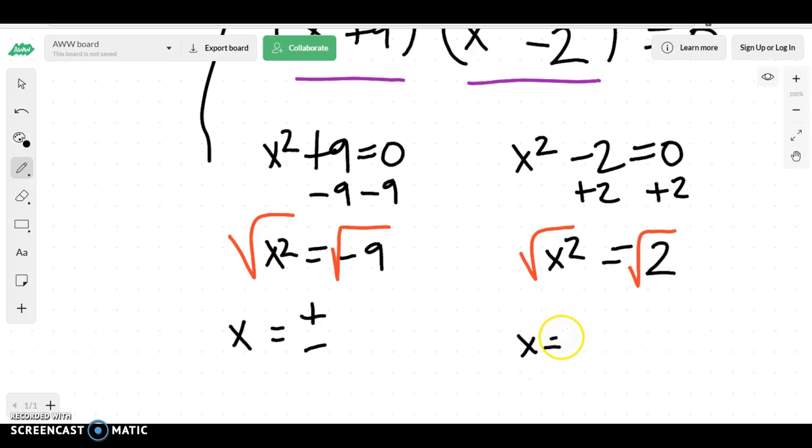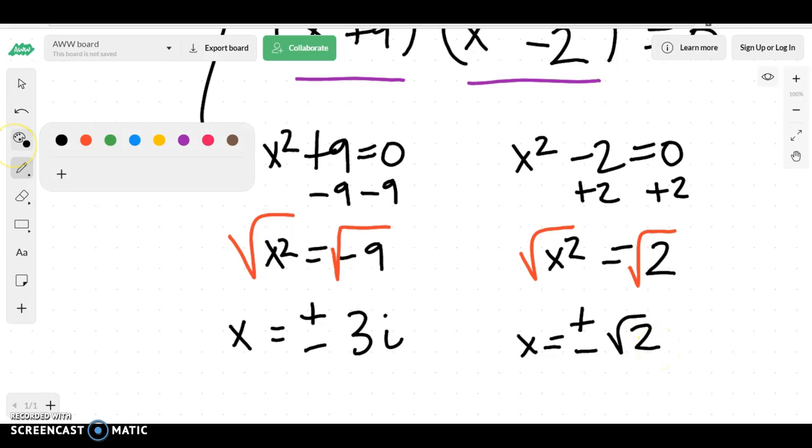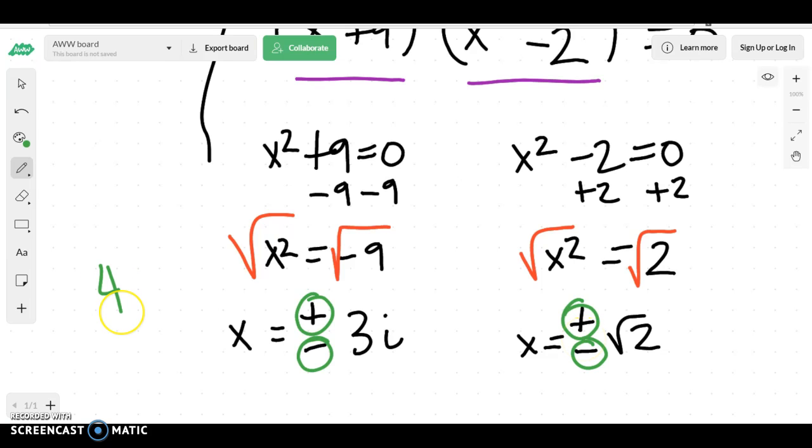Now, I don't know what the square root of, well, I do know what the square root of negative 9 is. It's 3i, because we don't know negative numbers, so we put an i on the end. I don't know what the square root of 2 is, so I'm just going to put plus or minus radical 2. And again, it makes sense from our original thing, because I look at this and I have a plus and minus here, and I have a plus and minus here. So I have a total of 4 answers. Let's try the next one.